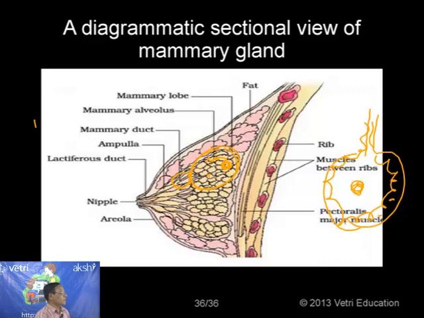Each mammary duct is dilated to form an ampulla where the milk is stored for a short while, and each one is connected to the lactiferous duct. Through the opening on the nipple region, the milk is sucked out by the suckling process of the young one.